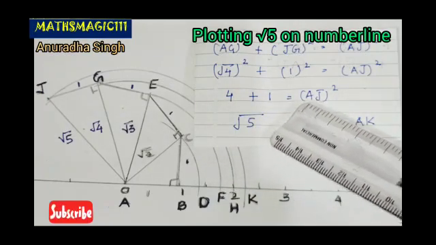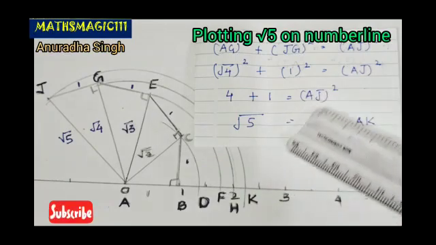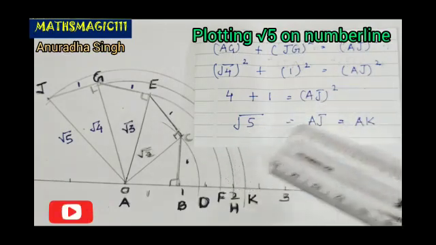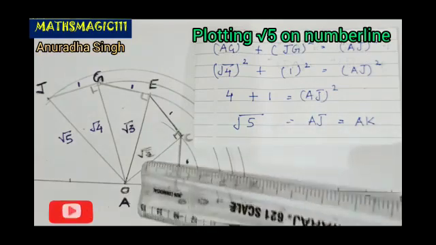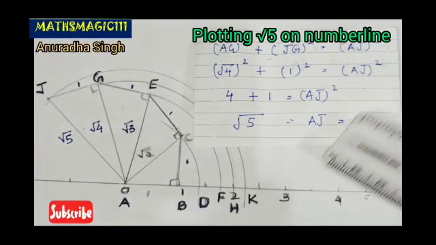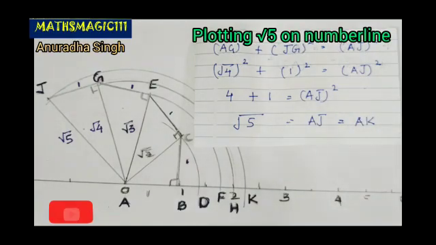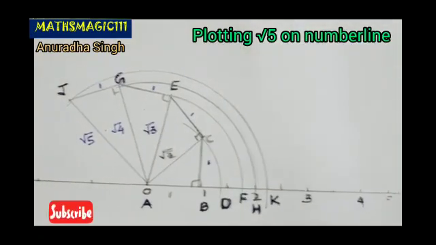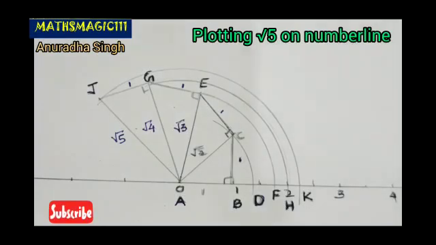So when we remove the square from AJ square, it will be root 5. This is also equal to AK. You can see A and K. Root 5 is also equal to AK, and you can measure this distance in decimal also and find the length. So in this manner you will plot root 5 on the number line. Thank you. Next time we will be doing the geometric method of plotting root values. Thank you.